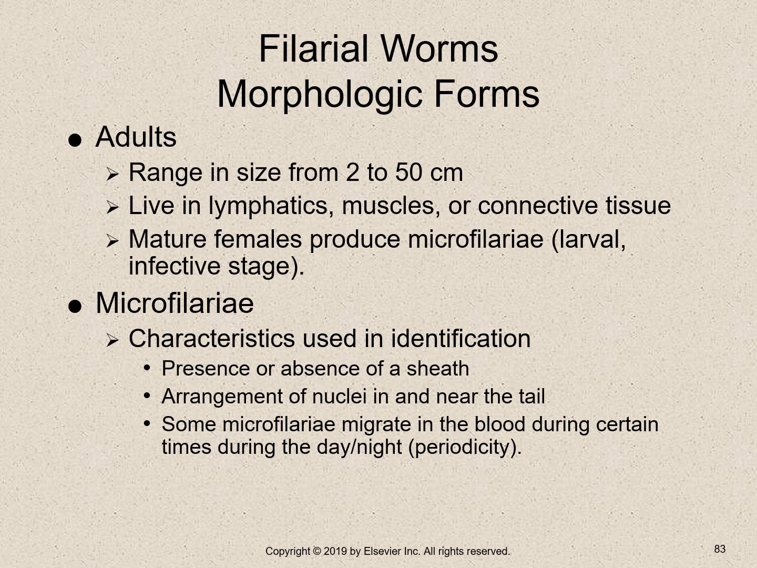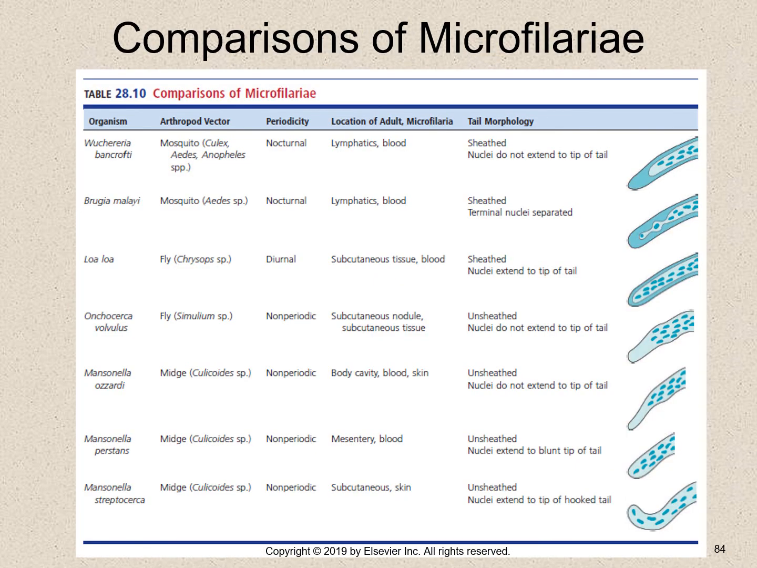Identification of the various species depends on the morphology of the microfilariae, periodicity, so the migration periods of the microfilariae, and location of the worms in the host. Important microfilarial morphologic characteristics include the presence or absence of a sheath, which is the remnant of the egg from which the larva hatched, and the presence and arrangement of nuclei in the tail. Table 28-10 in your textbook compares the species of microfilariae commonly found in humans and their distinguishing features.